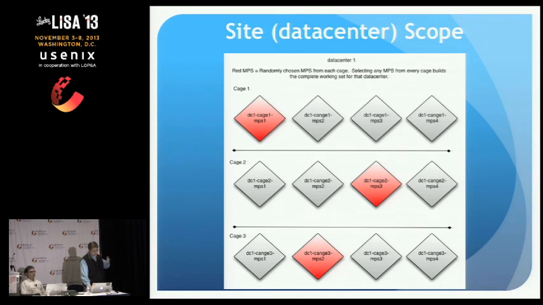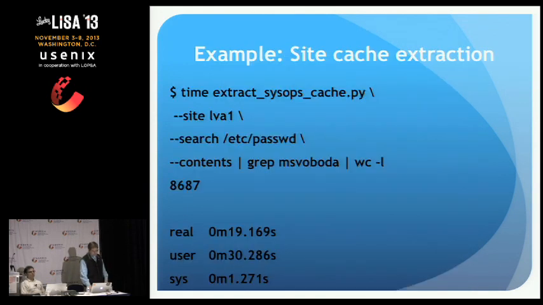It drives multiple policy servers per site. Again, this is the same utility executing, searching /etc/passwd, looking at our Virginia data center. We found 8,600 instances of me in this file, and this executed in about 19 seconds.